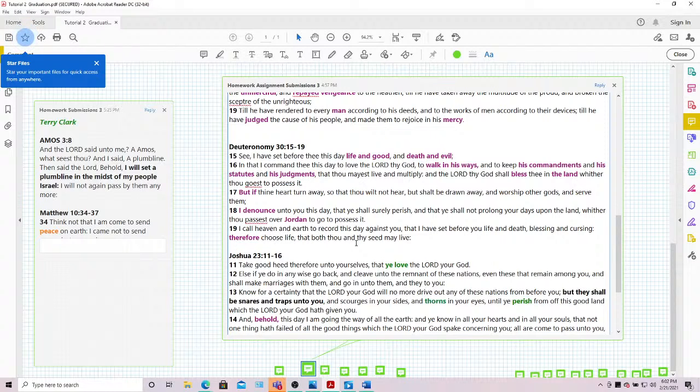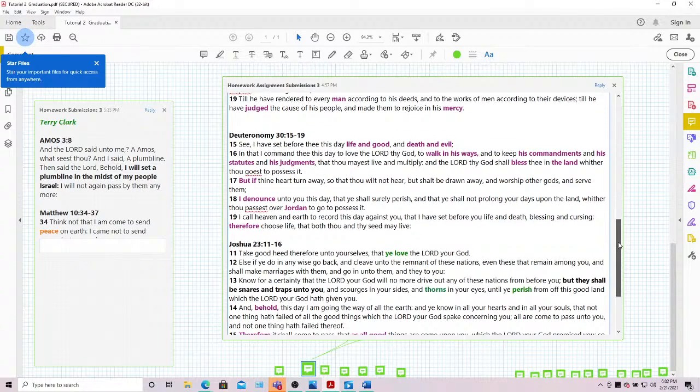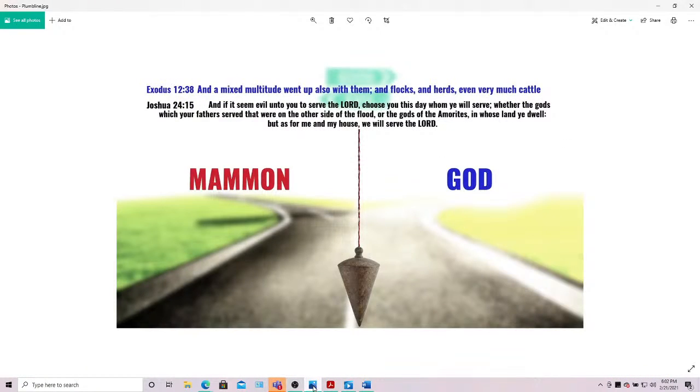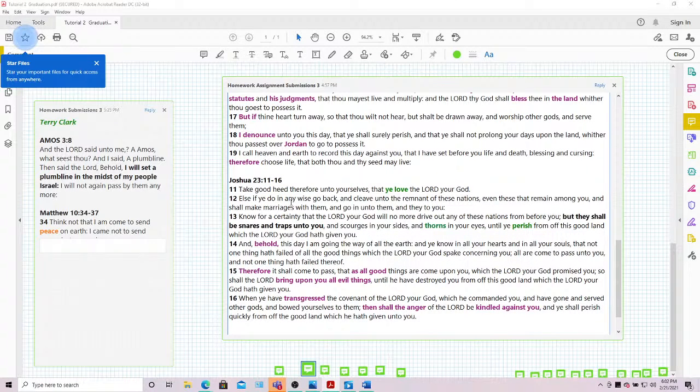So, Sister Brown, and she's crushing it. You got Deuteronomy chapter 30, verse 15 through 19, and she gave us Joshua chapter 23, verse 11 through 16. So take good heed, therefore, unto yourselves, that ye love the Lord your God, which got to go back to this plumb line. You got to pick your side. Got to pick your side. So take good heed, therefore, unto yourselves, that ye love the Lord your God.